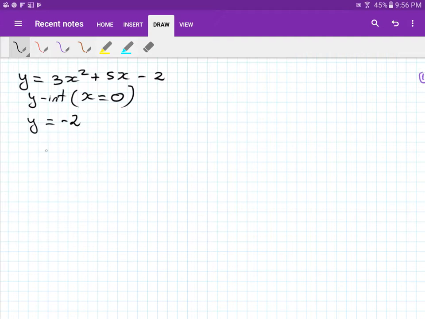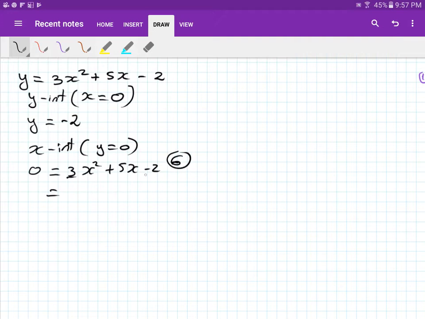Now the x-intercept. The x-intercept is when y equals 0. So when y equals 0, we have 0 equals 3x squared plus 5x minus 2. Now to factorize this, remember the coefficient here is 3, so 3 times 2 is 6. Because the 2 is negative, it goes (3x plus)(3x minus) over 3, because the coefficient of x squared is 3.